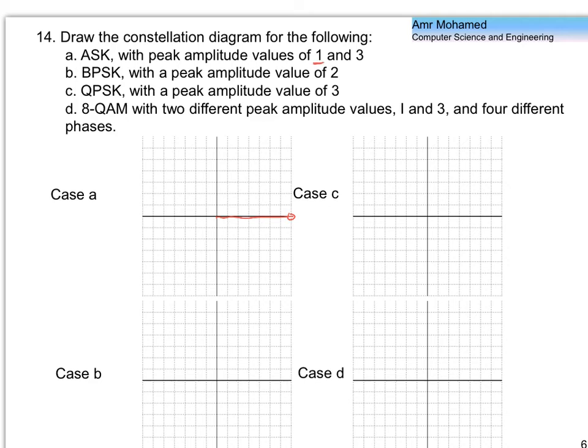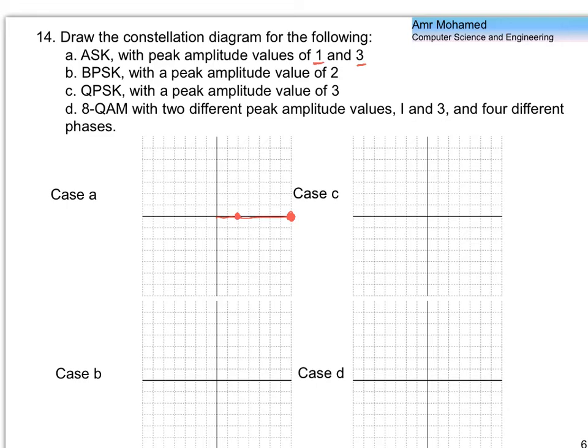And we only need to represent the amplitude in that case. So one amplitude is 1 and one amplitude is 3, which means that we will represent the 0 as a sine wave with amplitude 1, which means here, and the 1 as a sine wave of amplitude 3. So it's only 2 dots, that's it. So in terms of IQ diagram, the ASK with this specification is only 2 dots. These 2 dots represent 2 symbols. One symbol represents a 0, one symbol represents a 1. Easy.